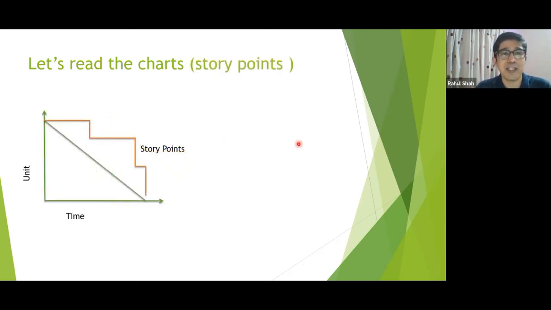I think this one is very clear, anybody would like to talk about it? The unit now is story points. So story points will always go in a step, right? It cannot be ideal like this. This cannot be possible unless we have all one story pointers. So what are a couple of observations on this one?